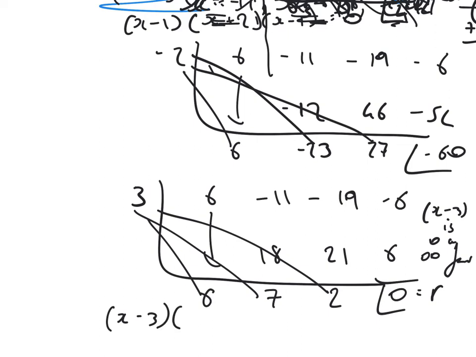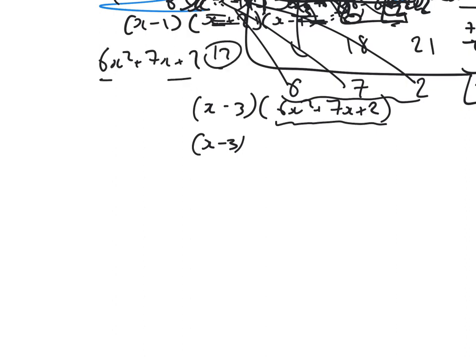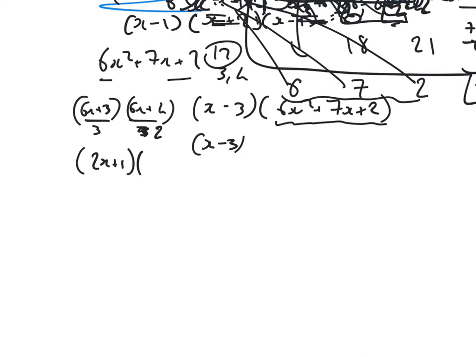Okay, so x minus 3 is a factor, and that will be 6x squared plus 7x plus 2. So let's factorise that further. Okay, so 6x squared plus 7x plus 2. Two numbers that multiply give 12, add together give 7 is 3 and 4. Okay, so we can factorise further by taking out a factor of 3 from the first bracket and 2 from the second. So that will be 2x plus 1 bracket 3x plus 2.